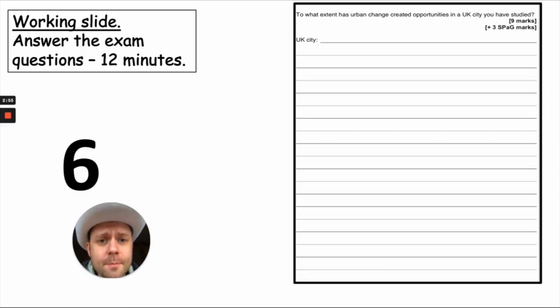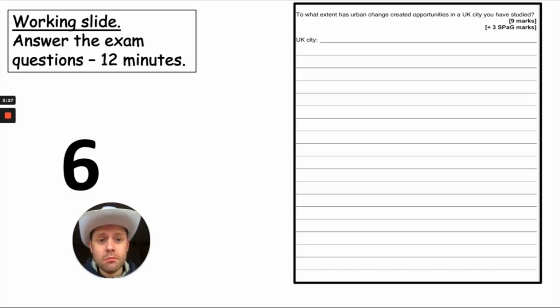Anyway, the question says, to what extent has urban change created opportunities in a UK city you have studied? Now, the great thing about this question is you can write about any of the opportunities. All right, so you can write about social, economic, environmental. You may want to do a paragraph about each or a bit of writing about each. It is up to you.